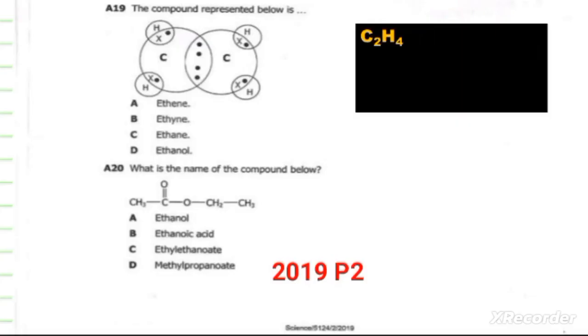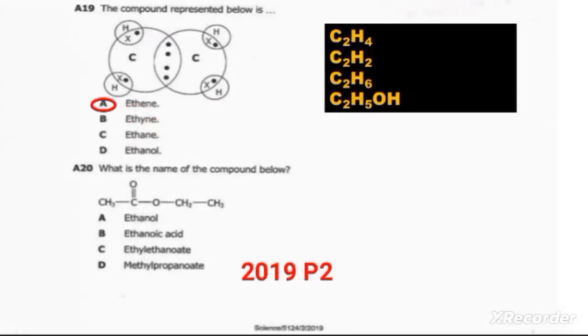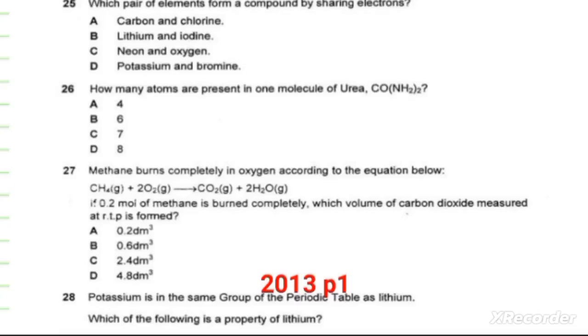So there is the first one. The first one is ethene. The second one is ethine. The third one is ethane. The fourth one is ethanol, an alcohol. Our correct answer, therefore, is this one. Ethene is the one that is capable of making 6 bonds. So therefore, our correct answer is A. We shift to the next question.